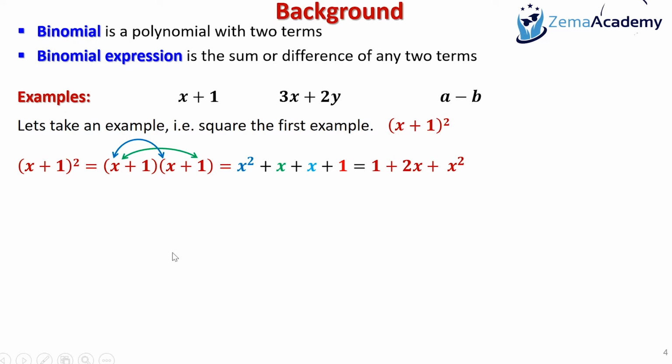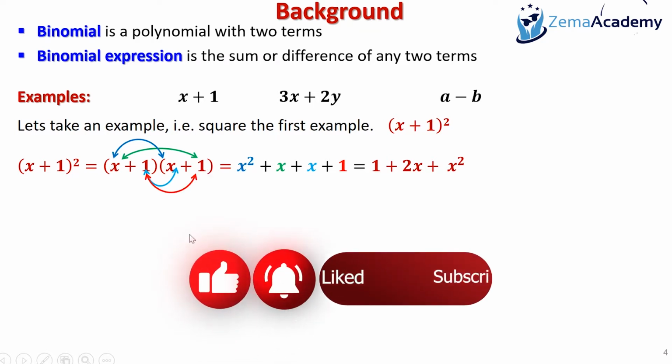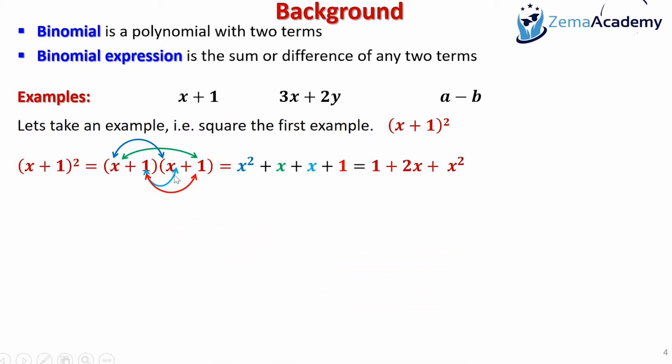Just to make you recall from the previous semester: first term of the first bracket times the first term of the second bracket, then first term of the first bracket times the second term of the second bracket. Similarly, second term of the first bracket times the first term of the second bracket, and second term of the first bracket times the second term. And this is what you get.